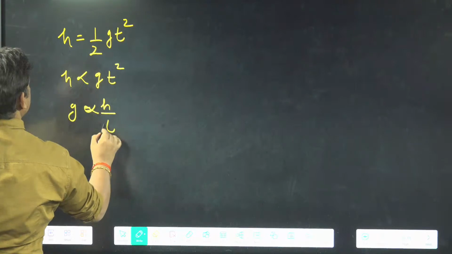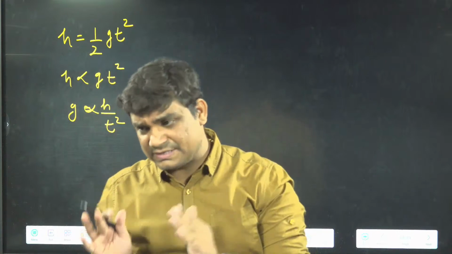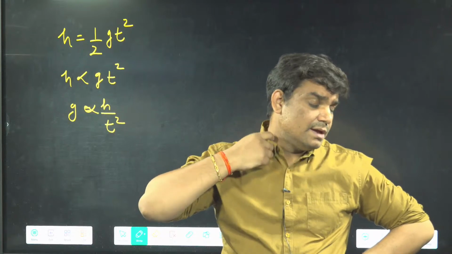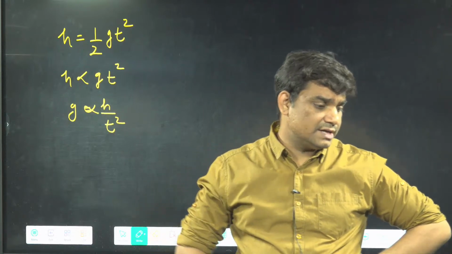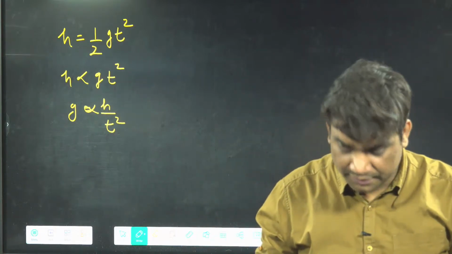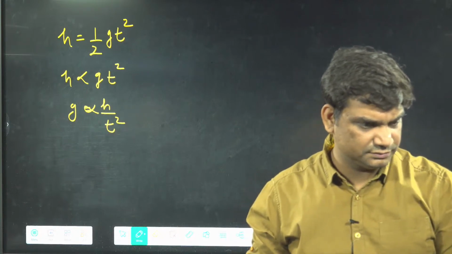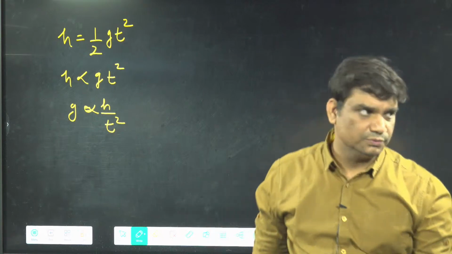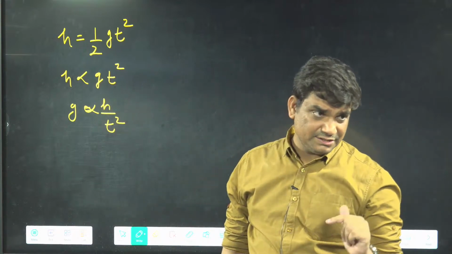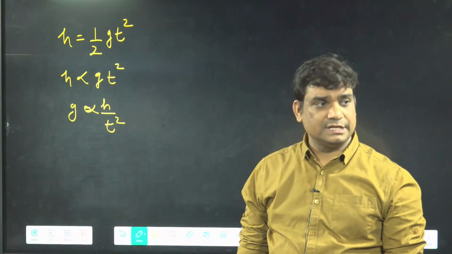G is proportional to H by T square. Using this we can calculate. But we are not calculating, we are doing the question of percentage. So if a stone is dropped, and the percentage errors in height and time are E1 and E2, find the percentage error in G. Okay, percentage error in G.